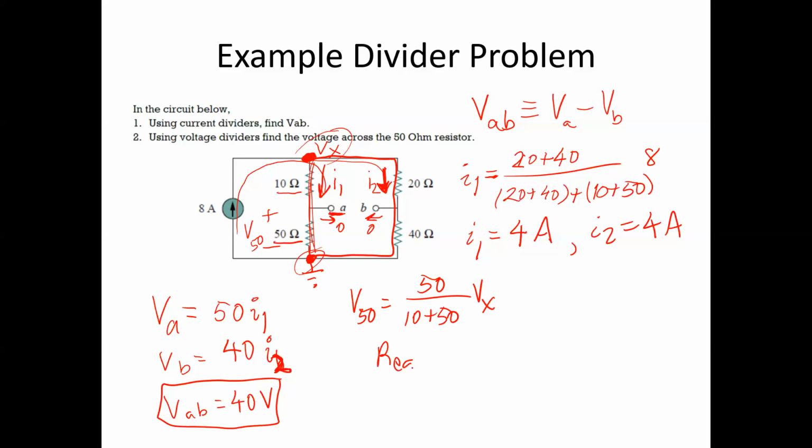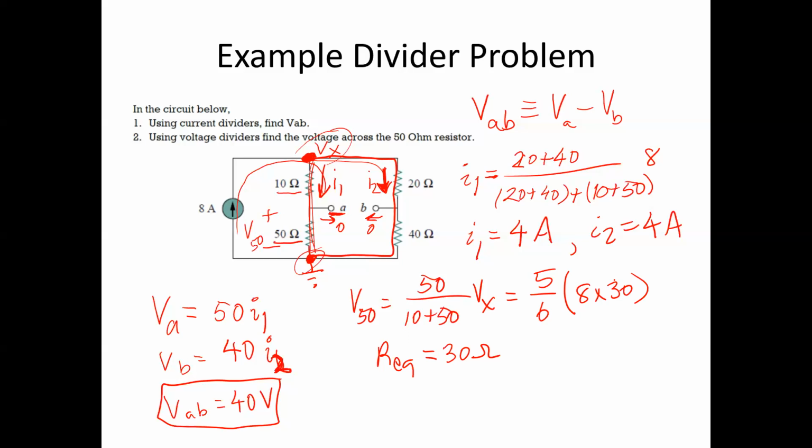So let's look at it. I have 2 parallel connections. On each parallel connection, there's 60 ohms. 60 ohms in parallel with 60 ohms is going to be equal to 30 ohms. And that tells me then that this is going to turn into 5 divided by 6 times Vx. Vx is going to be 8 times 30 ohms.